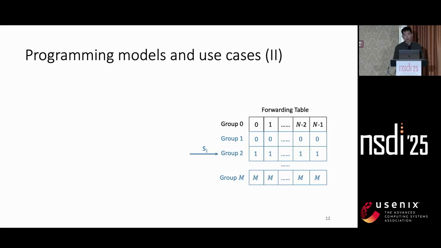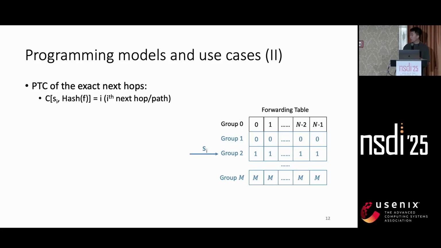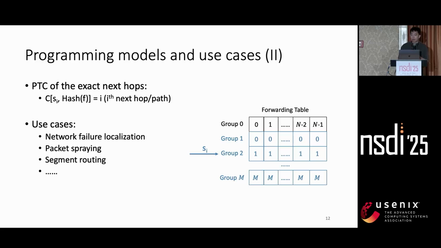Okay, so in the second programming model, we construct the table differently, as shown in this figure. Basically, all the items of each ECMP group are the same. In this way, we can use the selector to control exactly which next hop or path we hope to choose. This enables very precise traffic control. This also enables another set of use cases that demand explicit control of the network path.